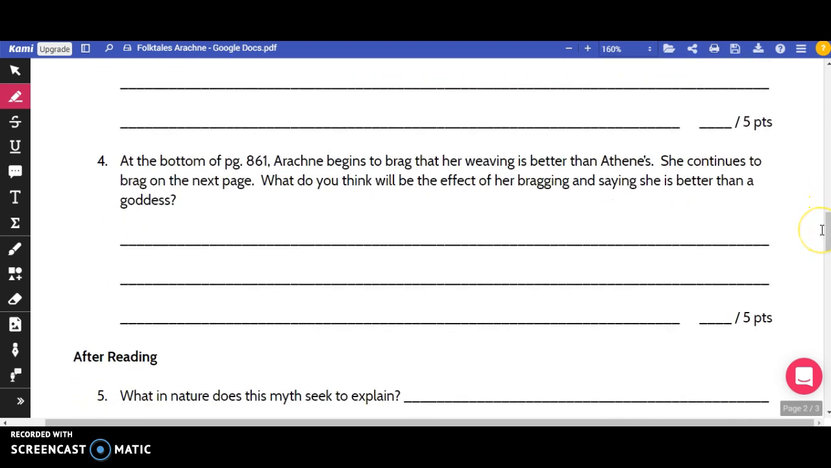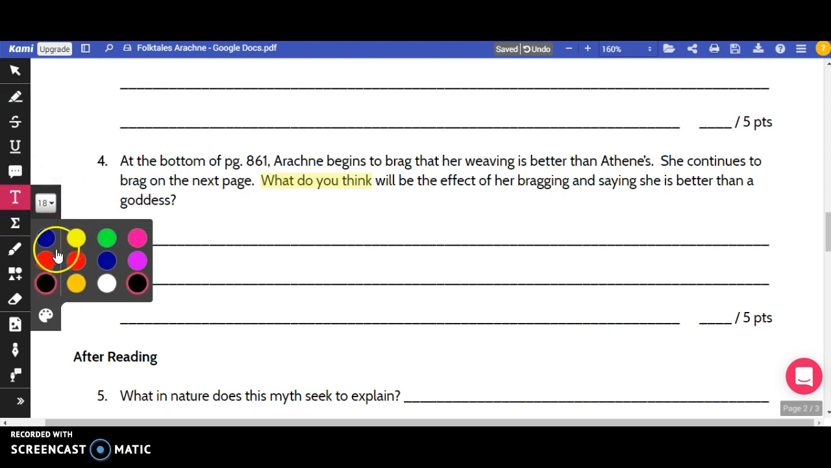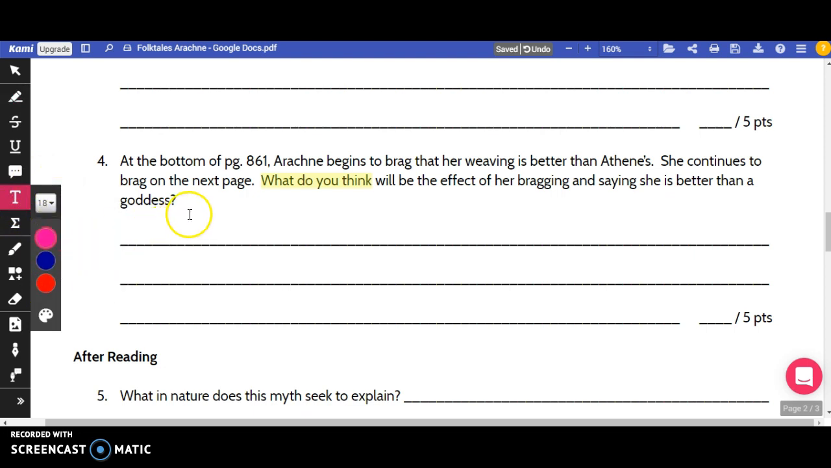Question 4 is also on that same page. It says, at the bottom of page 861, Arachne begins to brag that her weaving is better than Athene's. She continues to brag on the next page. What do you think will be the effect of her bragging and saying that she's better than the goddess? So I'm asking you to make a prediction about what will happen in the story. So remember, you are making a prediction.